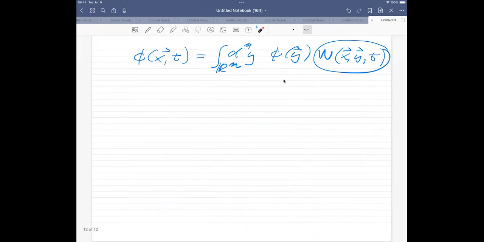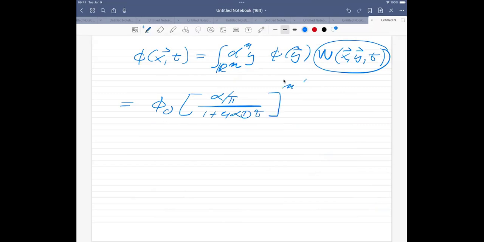And that is, so this probability distribution, when we plug in the various elements, so we have alpha divided by pi, and then there is a 1 plus 4 times alpha times D times t, to the power of n divided by 2, multiplied with the exponential of minus alpha, and then I have x, so I'm integrating away over y, and then I get 1 plus 4 alpha D t.